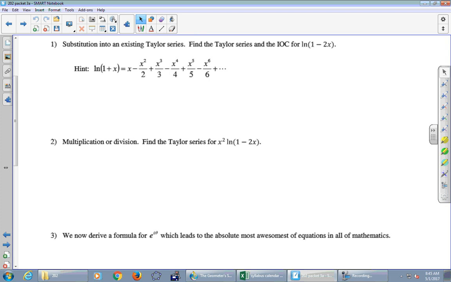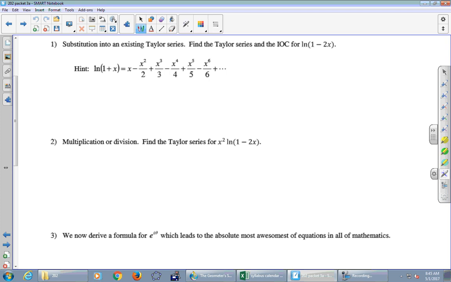So for example, if we want to find the Taylor series and the interval of convergence for ln of 1 minus 2x, normally you would just start that process. Find 6 derivatives of that function, plug in x equals 0, I think is our a value. You plug in, you divide by your factorials, you tack on x to the right power, okay? But we're going to do this one much quicker.